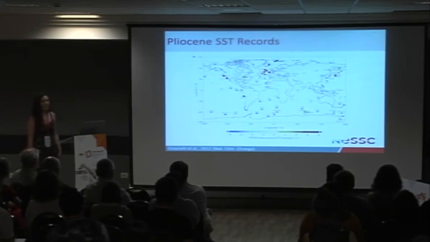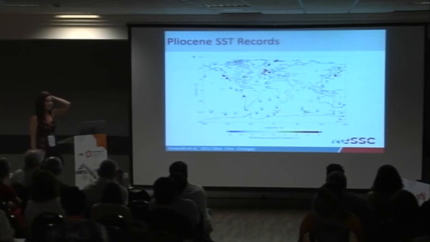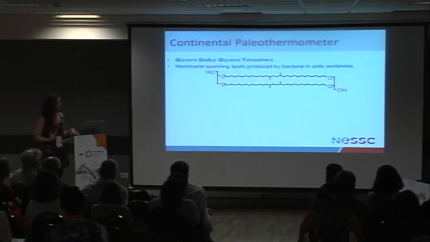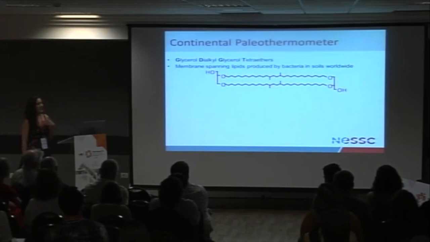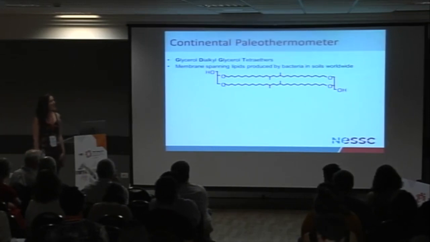It's also really important to have terrestrial temperature records for the Pliocene so that we can actually say something about the hydroclimate, in comparison to sea surface temperature records, for example. So with that, I'd like to introduce you to this new biomarker-based continental paleothermometer. It's based on that molecule you can see there, called a glycerol dialkyl glycerol tetraether, which is why we call them GDGTs for short, because it's quite a mouthful.